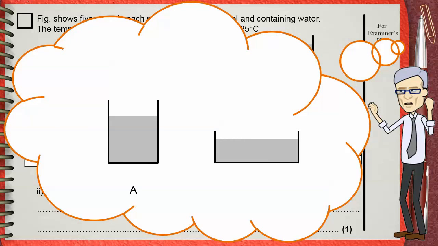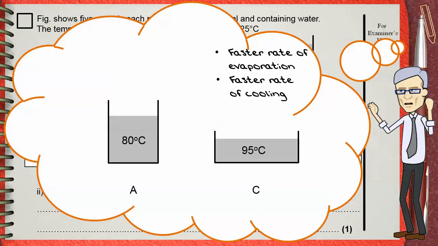Even if the two containers were the same, C has a higher temperature, which is 95. The higher temperature causes a faster rate of evaporation. From the kinetic theory, we know that a faster rate of evaporation causes a greater cooling effect. Also, the difference between 95 and the surroundings is greater than the difference between 80 and the surroundings. That's why the initial rate of cooling for 95 is faster.